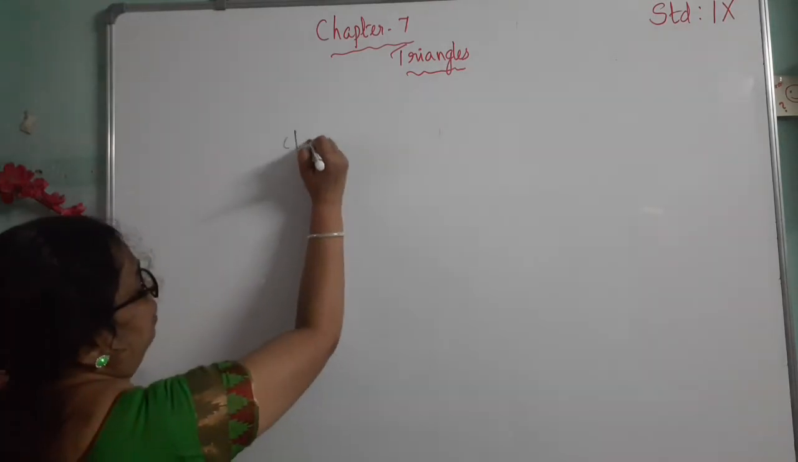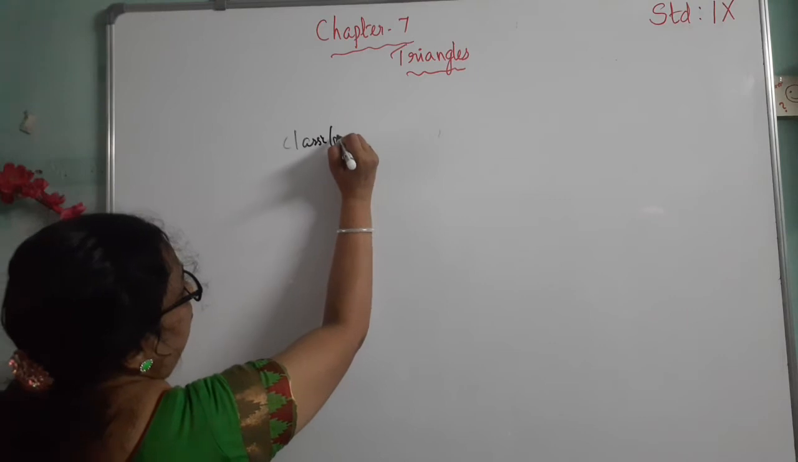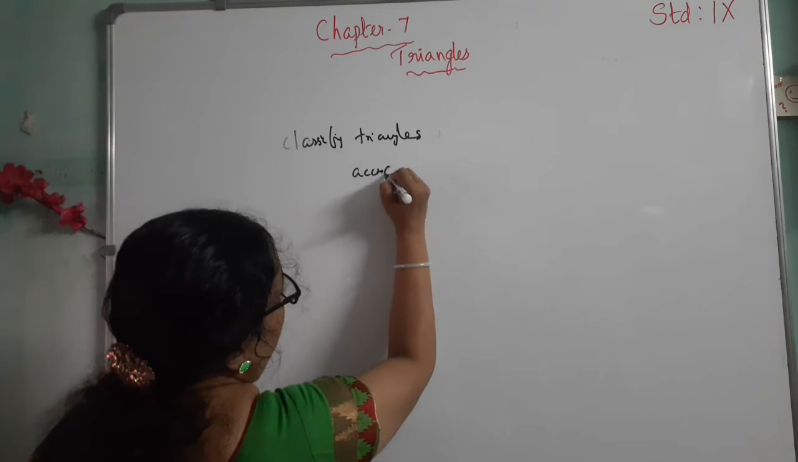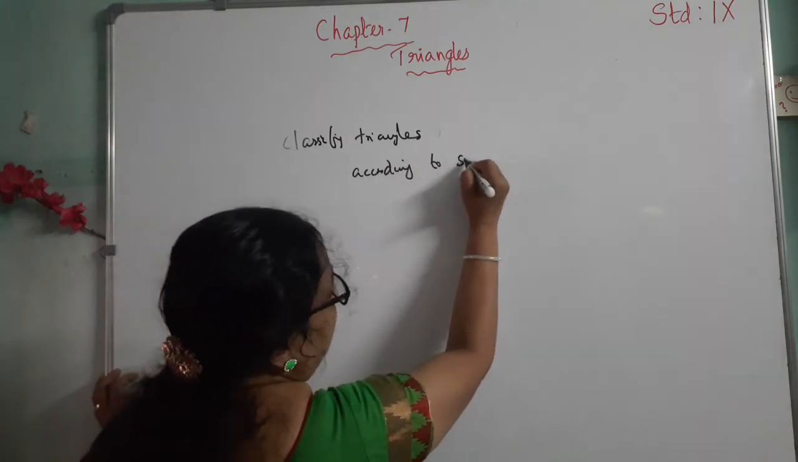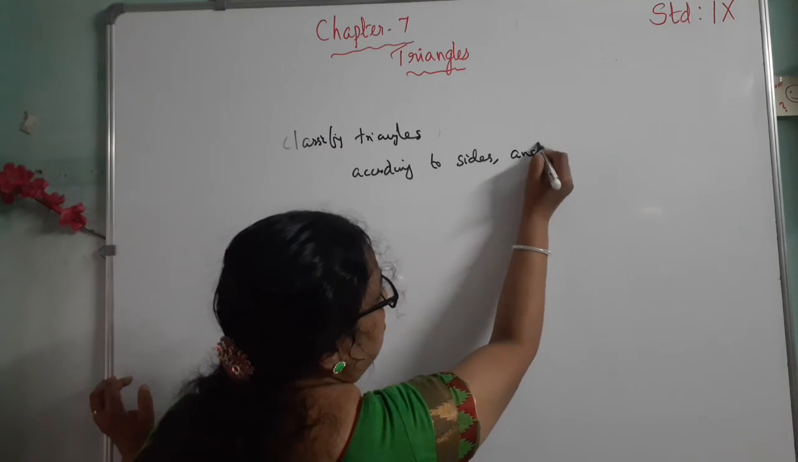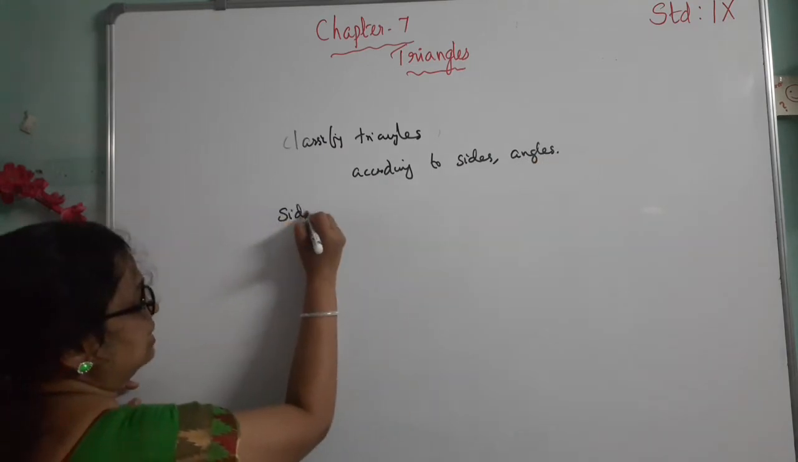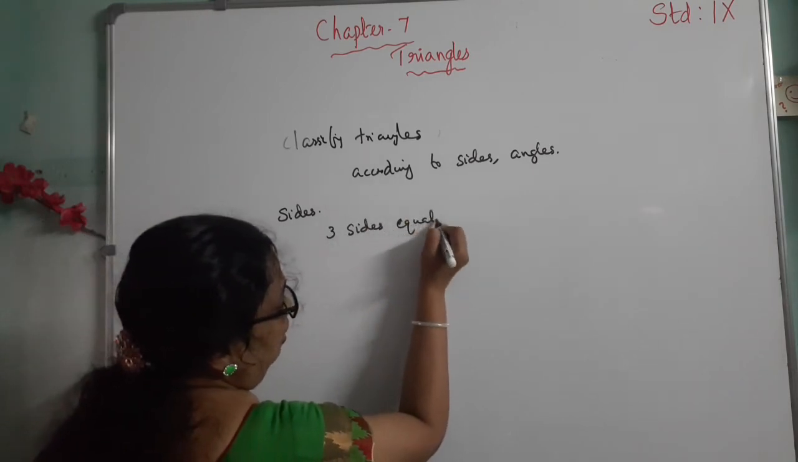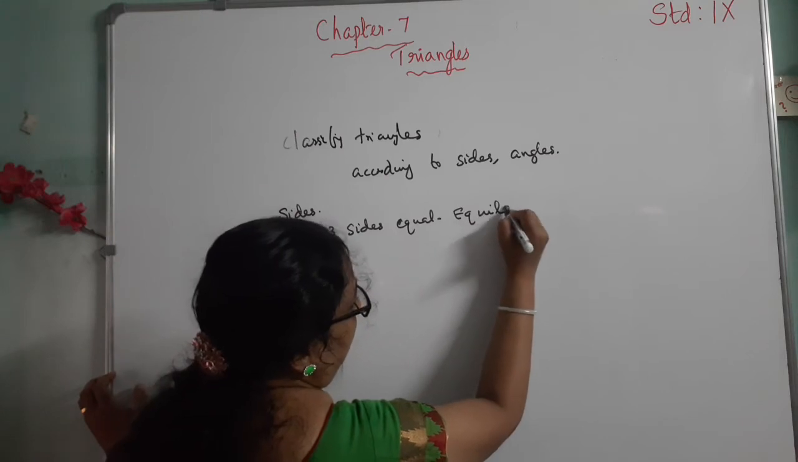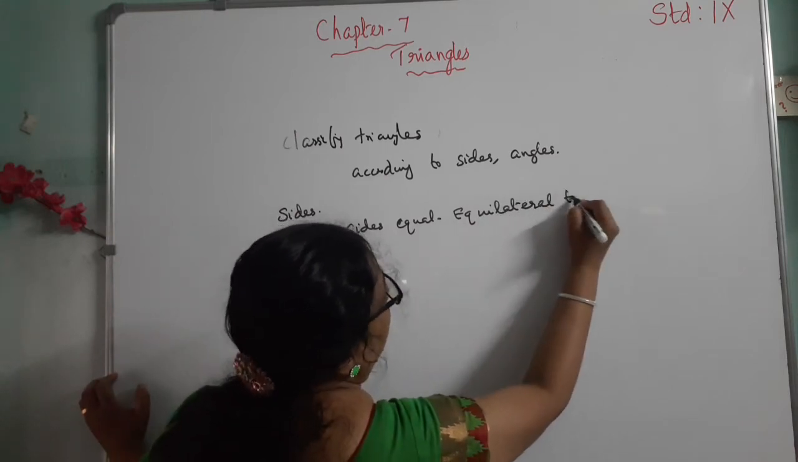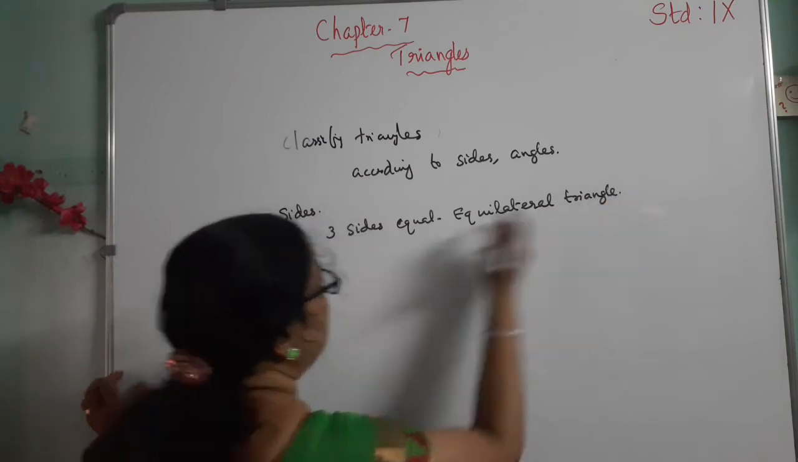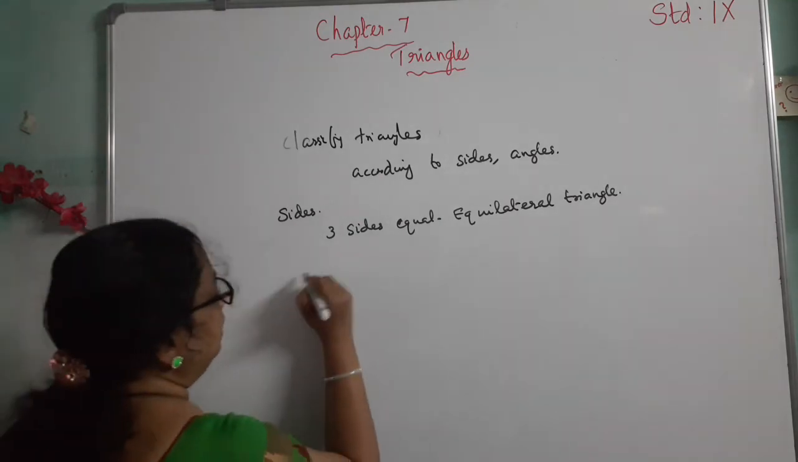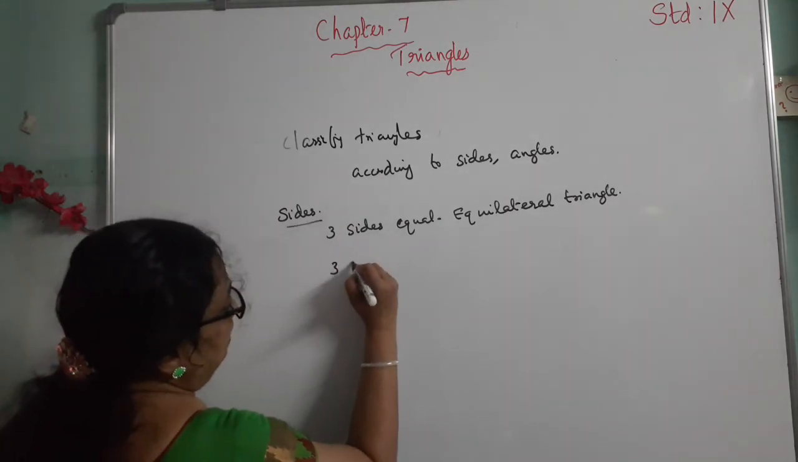We can classify triangles according to their sides and angles. According to sides, if three sides are equal, it is called an equilateral triangle. Equilateral triangle, that is, the three sides are equal, so the three angles are equal. Angles are 60 degrees each. Then, three sides are different.